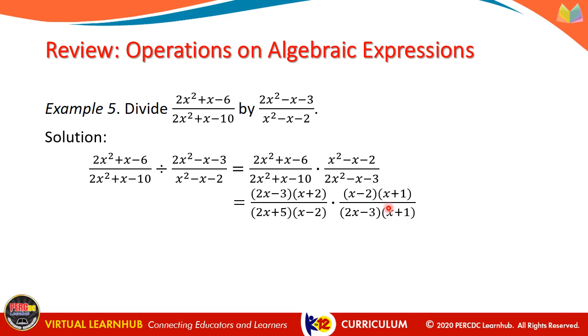Let us cancel the common factors. 2x minus 3 cancel. 2x minus 3 cancel. We can cancel x minus 2 and x minus 2, and cancel x plus 1 and x plus 1. That leaves us with our answer, x plus 2 over 2x plus 5. This is our final answer. Okay?